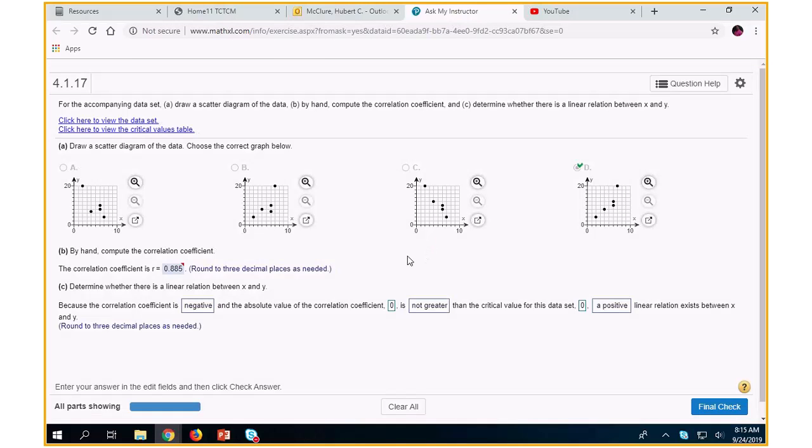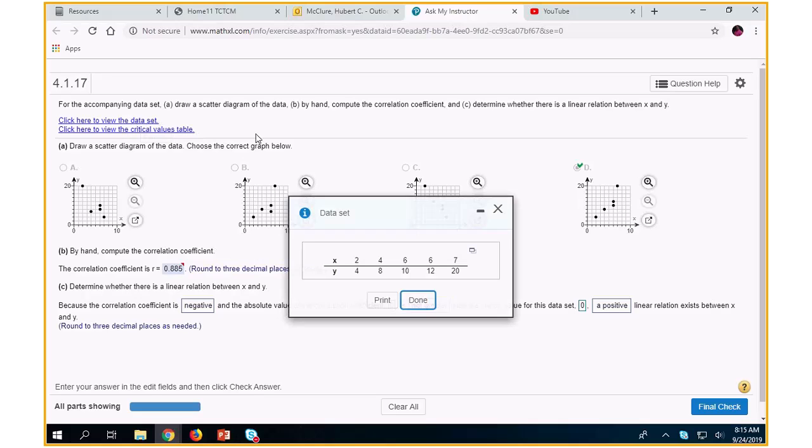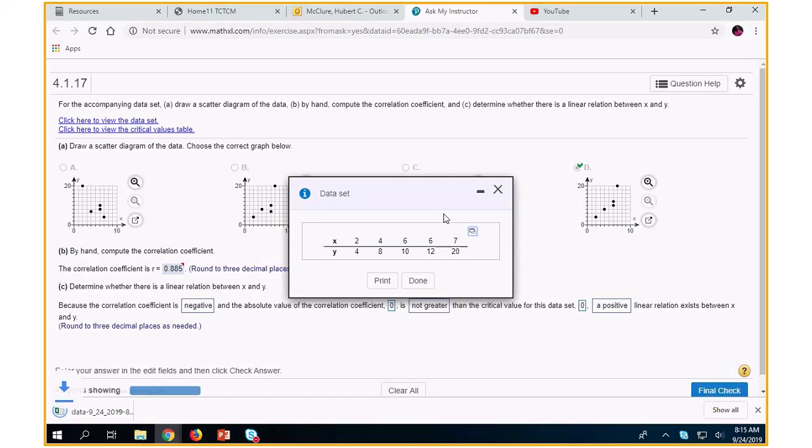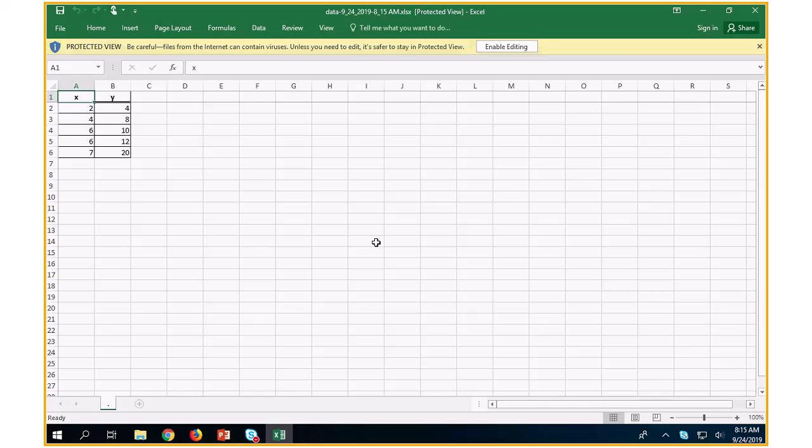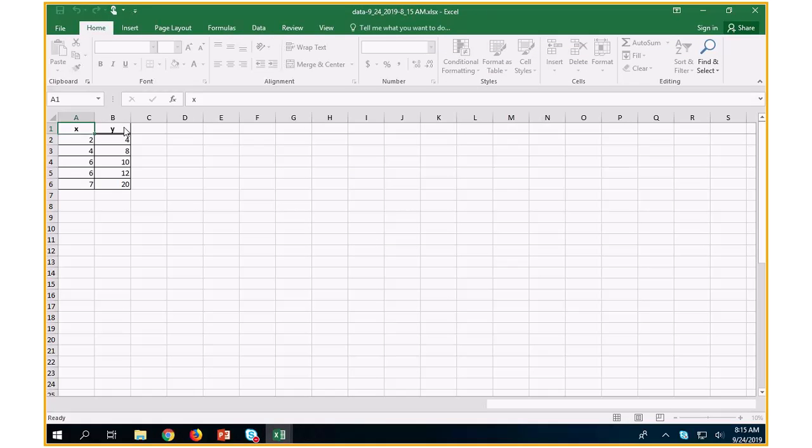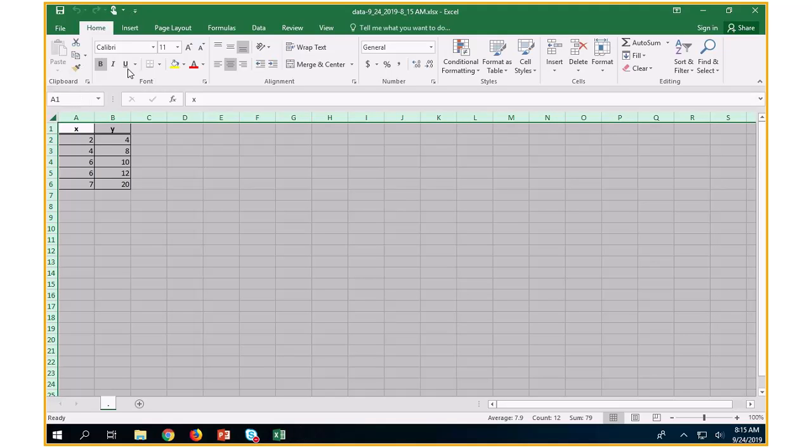All right, let's go ahead and look at it. It says clear here to view the data set. So there's the data set. I'll put it in Excel so I can make it bigger so you can see it. This is a test question. Anything having to do with correlation, that kind of stuff. So go ahead and copy this one down.